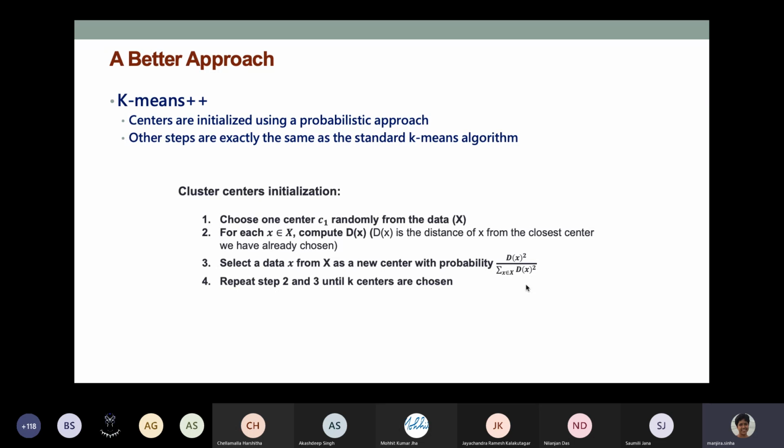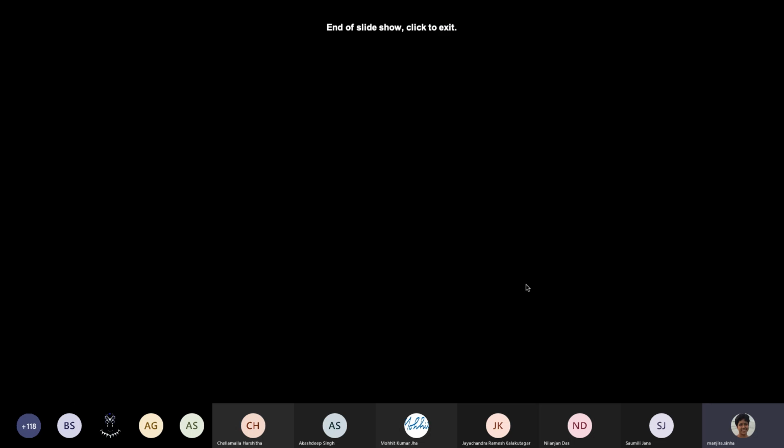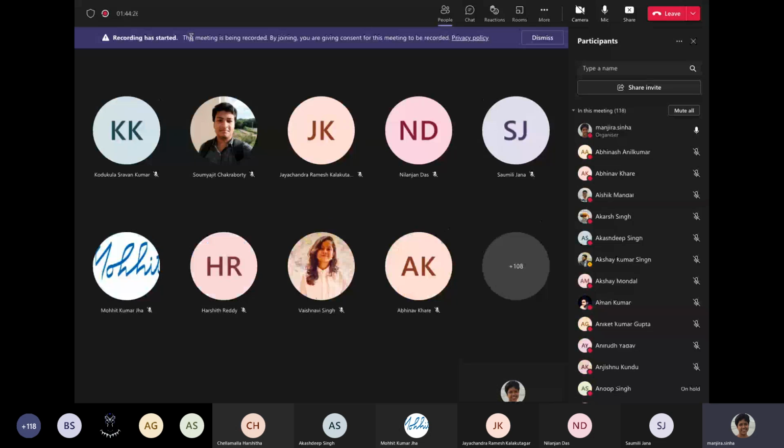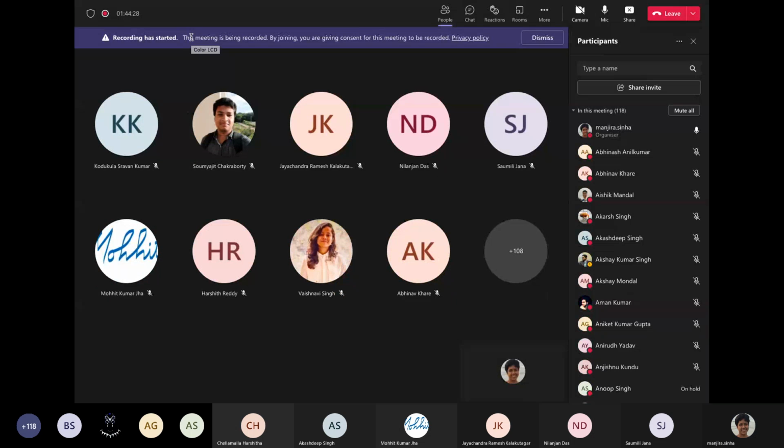So we have completed spectral clustering today as well as K-means. So any question from any of these? Ma'am, I didn't understand how K-means++ helped in the outlier case. Can you explain that once again?